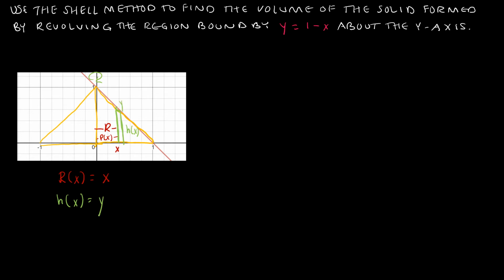And again, I'm not able to put both x and y in my integral, so I'm replacing y with the function that would give me the y value, which is 1 minus x. So now I'm going to set up my integral. To find the volume, I'm going to take 2 pi, and then my limits are 0 and 1, from 0 to 1 of x for r of x, and 1 minus x for h of x, and then dx.